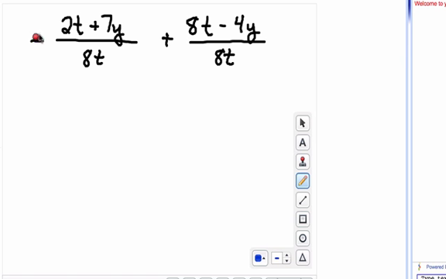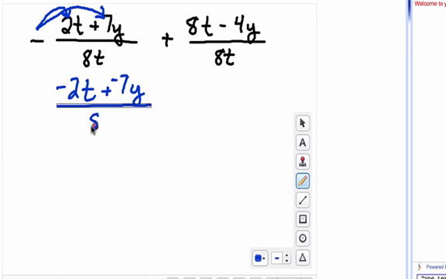Now, it's important that you take this negative, and it applies to the entire fraction. So you can't just apply it to the 2t. You need to apply it to both terms in the numerator. So you're going to distribute a negative through to both of these and end up with a negative 2t plus a negative 7y all over 8t. Now our other fraction will just stay the same.